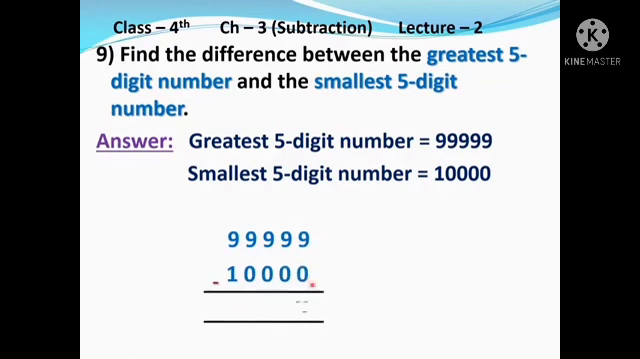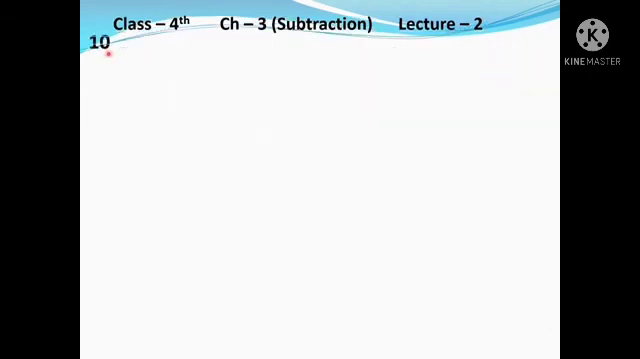Now see, 9 minus 0, 9. Again 9 minus 0, 9. Again 9 minus 0, 9. Again 9 minus 0, 9. And 9 minus 1, 8. So answer is 89,999. Clear?